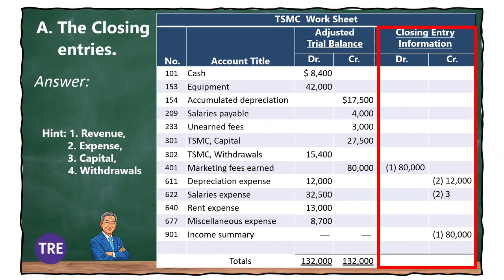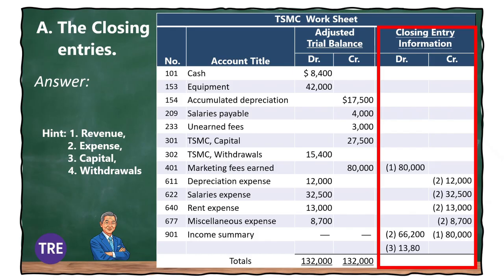The second step is to close expenses. All 4 expense accounts, depreciation, salaries, rent, and miscellaneous, add up to $66,200. We debit income summary for this total, and credit each expense account to bring their balances down to 0.